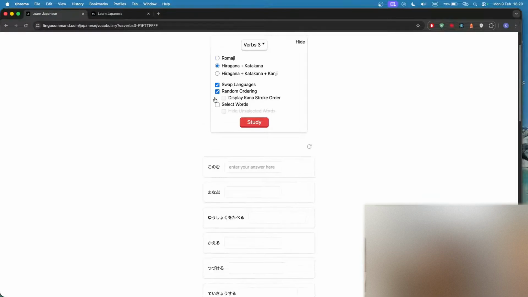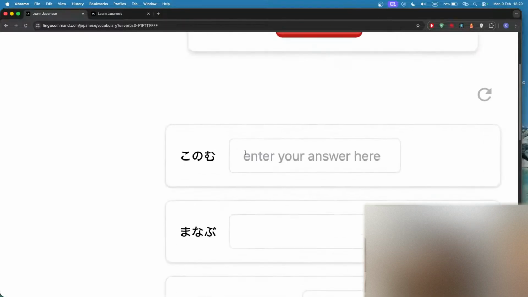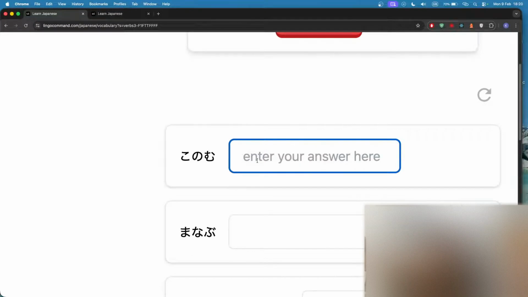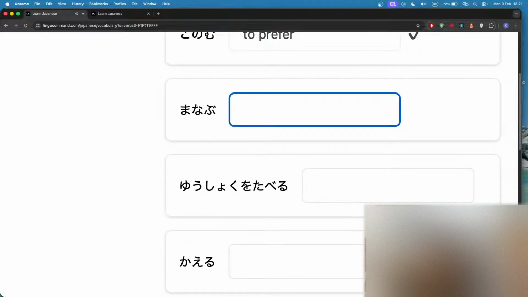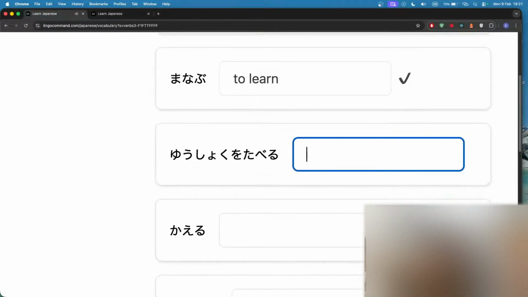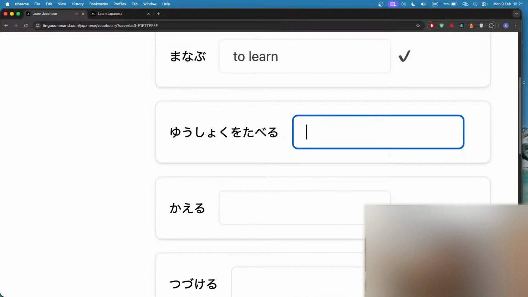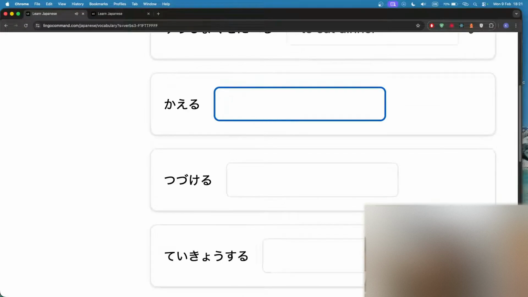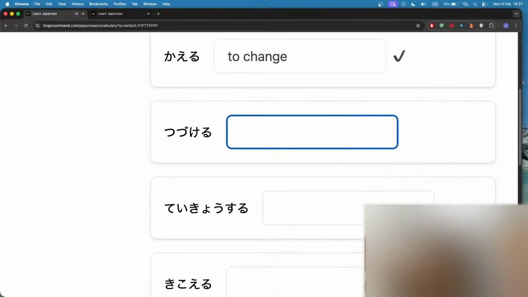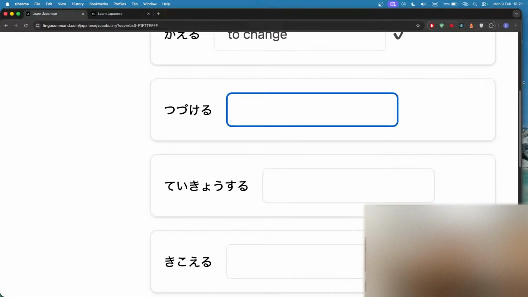Let's swap languages. We'll apply random ordering. We want our questions in hiragana and katakana. Konomu is to prefer. Manabu is to learn. Jushoku o taberu is to eat dinner. Kaeru is to change. Tsuzukeru is tsuzukeru. Is that to continue?